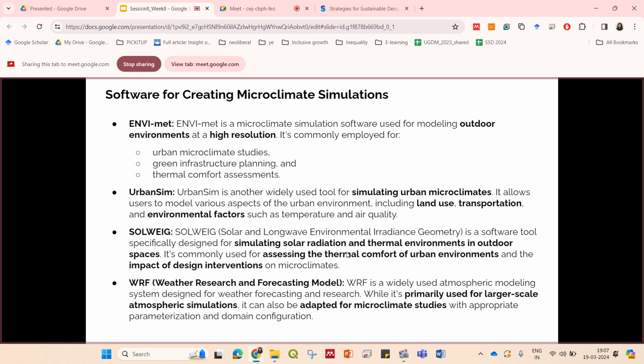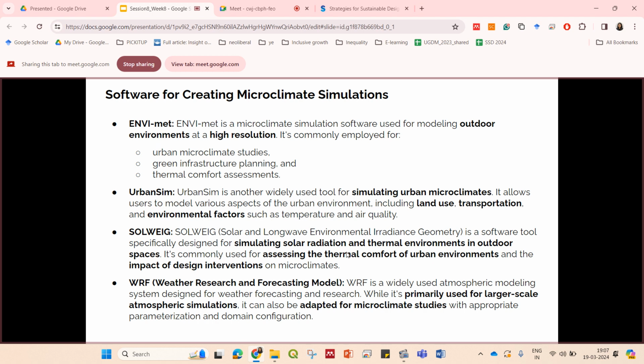ENVI-met is the most popular and most used software for creating microclimate simulations. ENVI-met is a microclimate simulation software, and it is mostly used for outdoor environments, not for indoor environments. But you can use it for high resolution simulations, and it's usually used for urban microclimate studies, green infrastructure planning, and even for thermal comfort assessment in an outdoor environment.